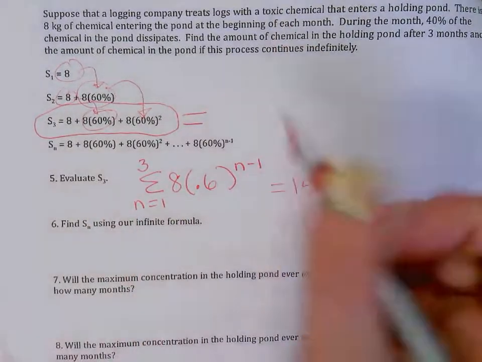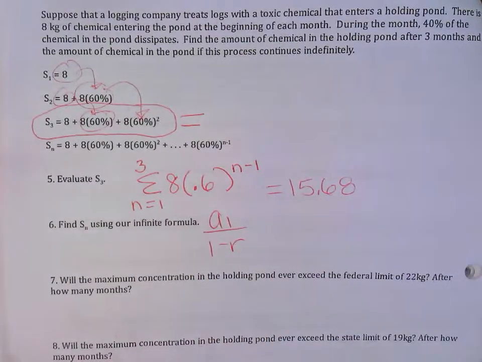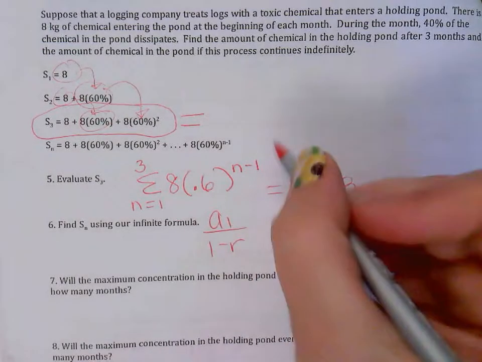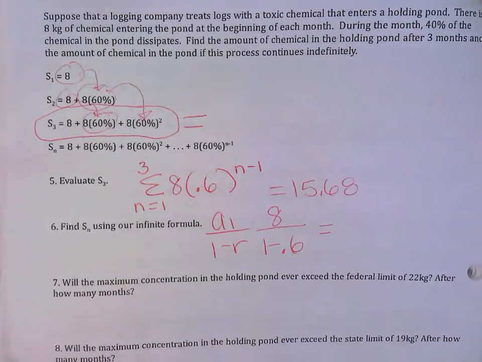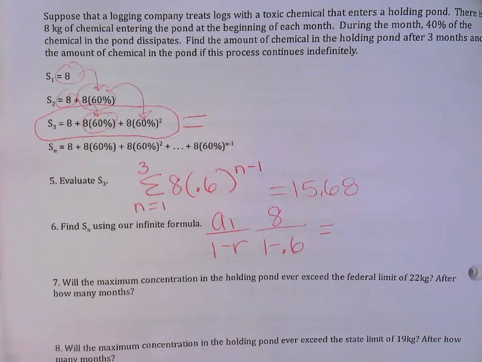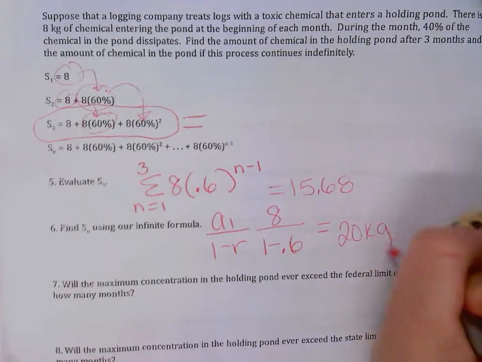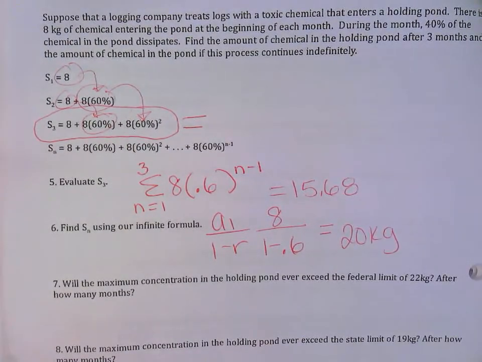The infinite formula is a sub 1 over 1 minus r. So I can take 8 over the 1 minus the 0.6. So this is going to be the maximum in the pond. If I go 100 months or 200 months or 300 months, what's it going to max out at? It'll plateau after a while. 20. So 20 kilograms, it'll plateau. It's never going to go higher than 20, on any given month. I'm going to dump in 8, but some will have dissipated.